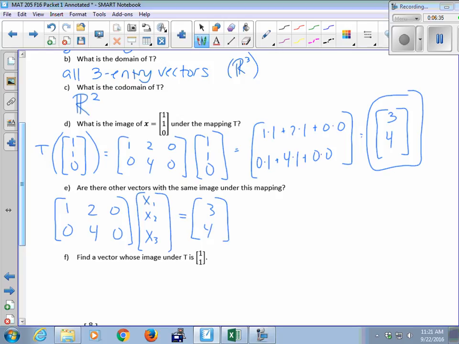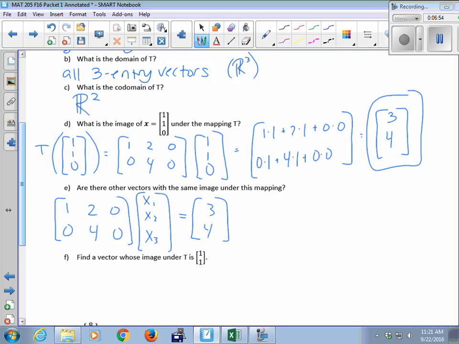Yeah, X3 could be anything. If you study the calculations we did in the first one, you might be able to say, yeah, 1, 1, anything will give you 3, 4. If you didn't see that, you could just set this up and say, this is what I'm looking for. How would you solve this matrix equation?